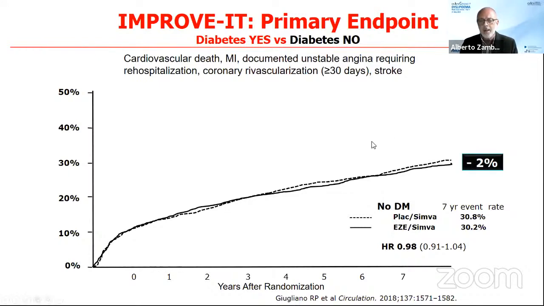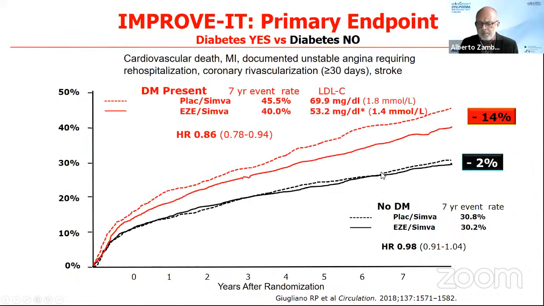But let me show you the population with and without diabetes. The black solid, dotted and dashed lines describe the event rate during the follow-up time in those without diabetes. And as you can see here, there is not much of a benefit by adding ezetimibe to simvastatin. These are the curves, the red ones, that refer to patients with diabetes in IMPROVE-IT.